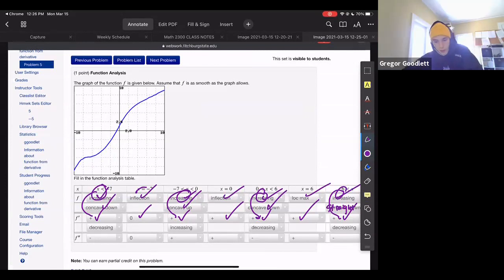Okay, and then the concavity tells you what's underneath that. So concave down would be decreasing. Yep. Concave up would be increasing, concave down, decreasing, and then straight, constant. There you go.